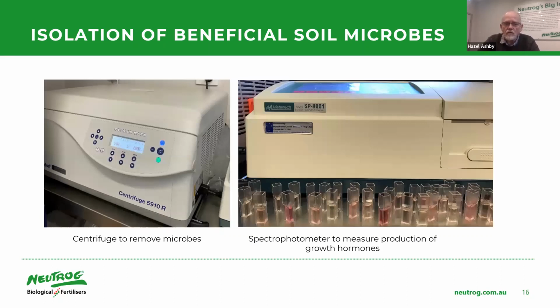We also use somewhat more high-tech methodologies where we specifically look for things like the ability to produce growth factors. So in this case, what we do is we grow the microbes up in a special solution. Then we measure the amount of growth factor those microbes are able to produce in that solution. So on one side, you see a thing called a spectrophotometer, and you see all those little tubes. Those little pink colors in those tubes are really the ability for microbes to produce different levels of these growth hormones. In this case, we're looking specifically at auxins.